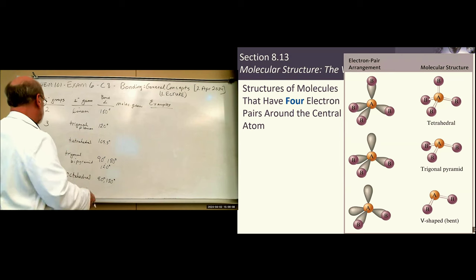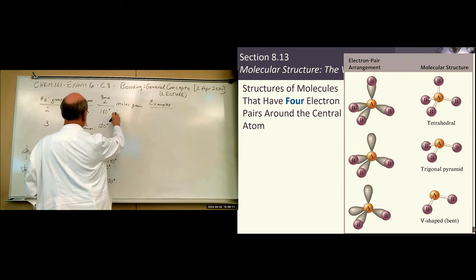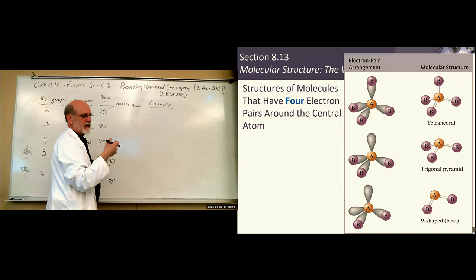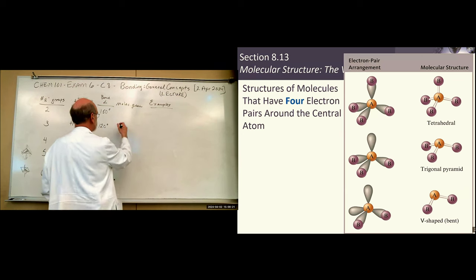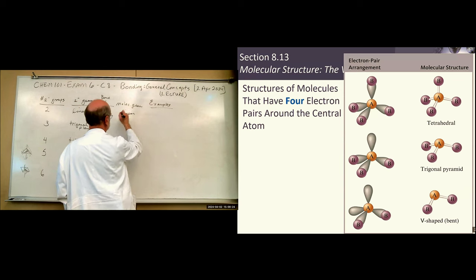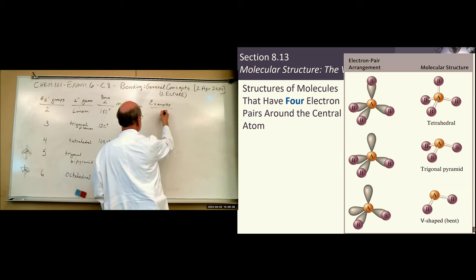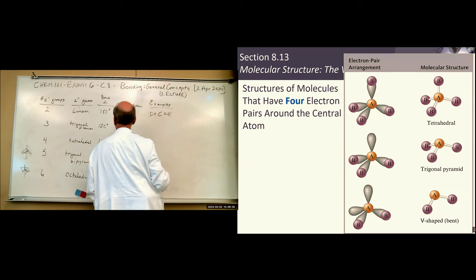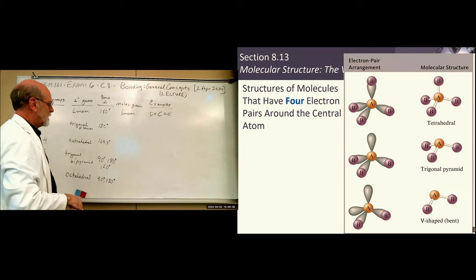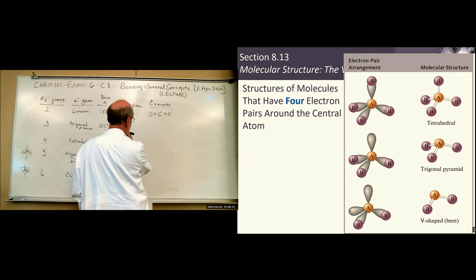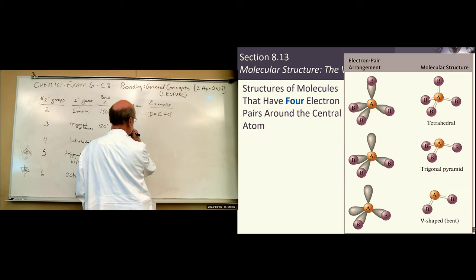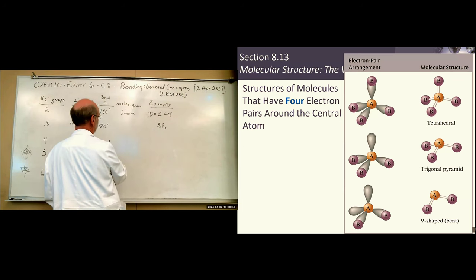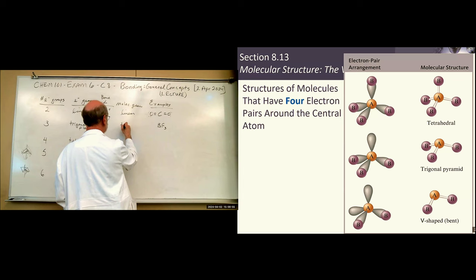Now, if you've got two groups and one of them's missing and you have an electron pair on one side, you still have linear. So it's always going to be linear no matter what. And the best example of that is carbon dioxide. Trigonal planar would be something like boron trifluoride, right? And its molecular geometry would also be trigonal planar.